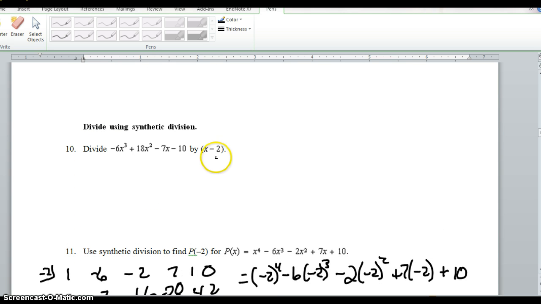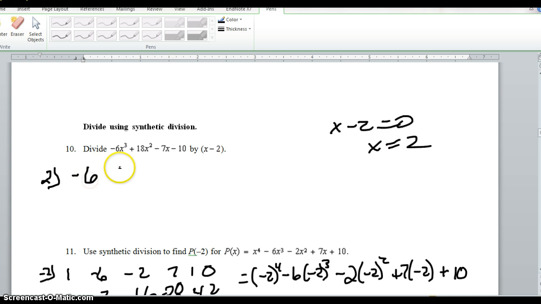More synthetic division. We're going to divide this polynomial by this factor. So our synthetic divisor is going to be positive 2. Remember, you're going to still set this thing equal to 0. X minus 2 equals 0, so x is going to equal 2. And that's going to divide into -6, 18, -7, and then -10. Making sure we're not missing any terms.